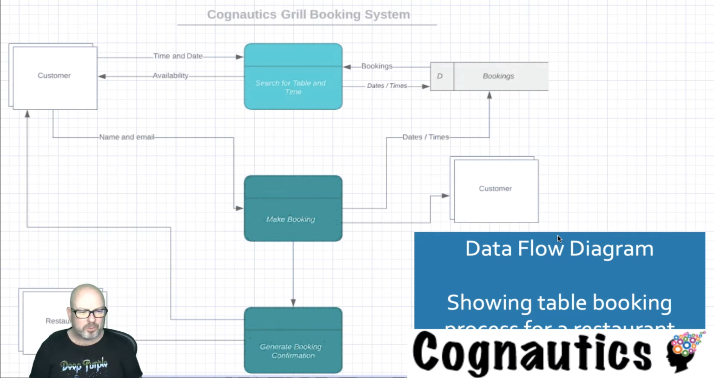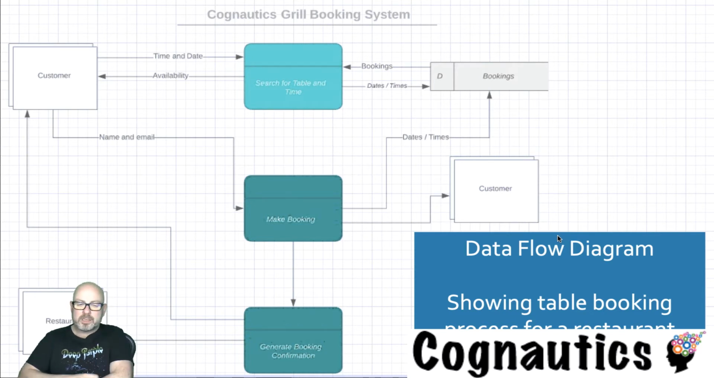So let's work from top left. We've got the customer, and you've got the search for table and time. On the right hand side, the bookings, that is a data store, a file. Then in the middle you've got making a booking. On the right hand side you've got the customer again. So entities can be repeated, data stores can be repeated. That's not the case with the flowchart, it is the case with the data flow diagram. And you can see what I have here is for the Cognautics grill booking system. So this is where you would book a table at a restaurant. So that just gives you an indication of what a data flow diagram will look like, the overview.